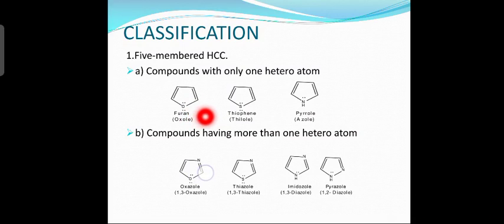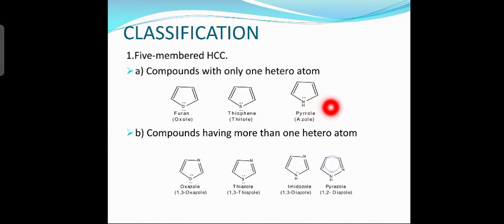Therefore, this is an example of a heterocyclic compound. In the next compound, instead of carbon you have sulphur; in the rest of the corners you have carbon, and here you have sulphur other than carbon. This compound is called thiophene. What is the IUPAC name? Thiole. Thiophene is the common name.